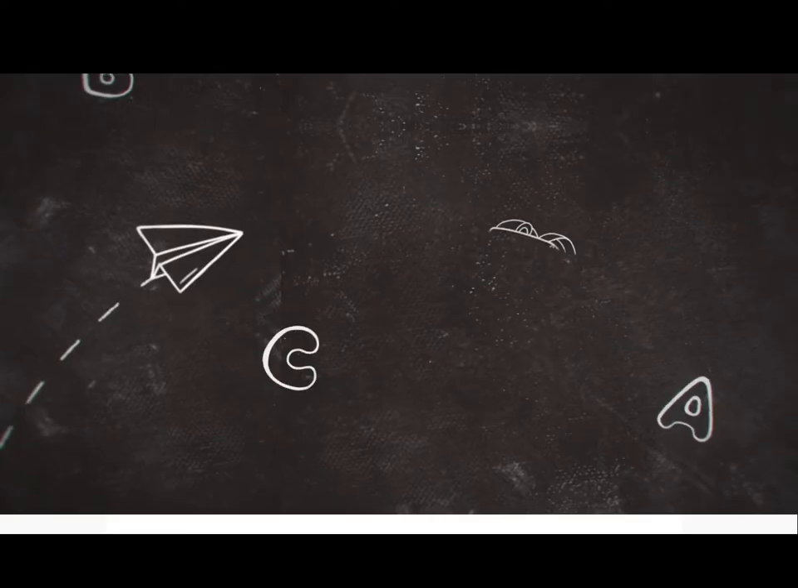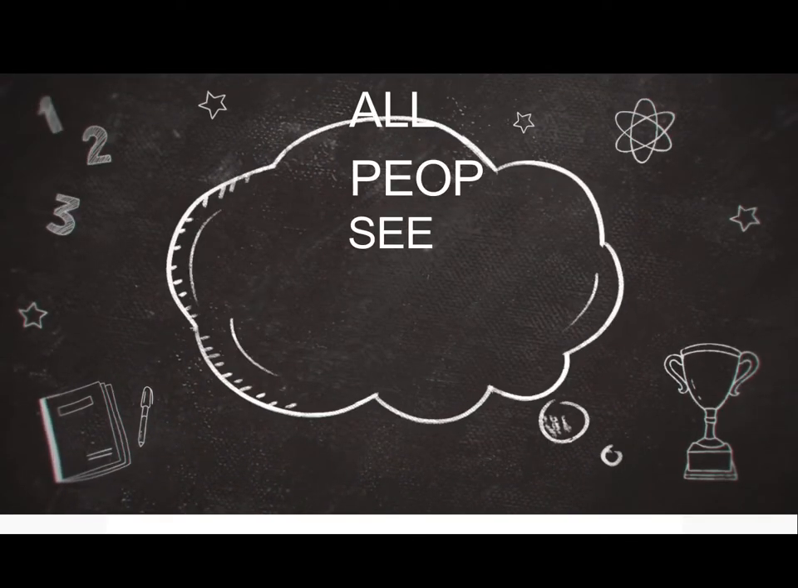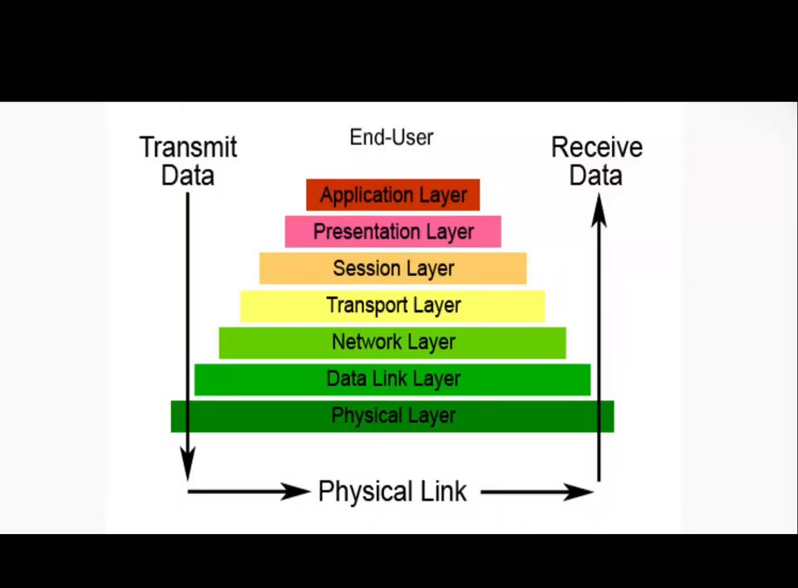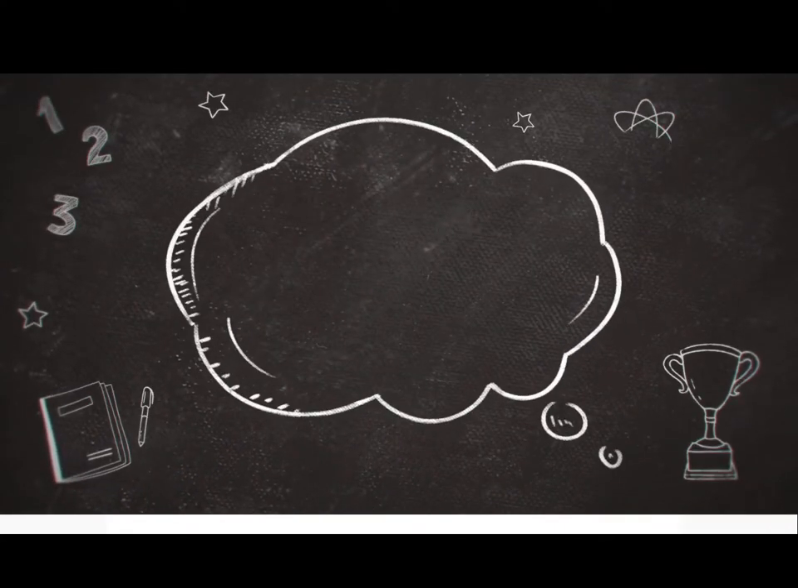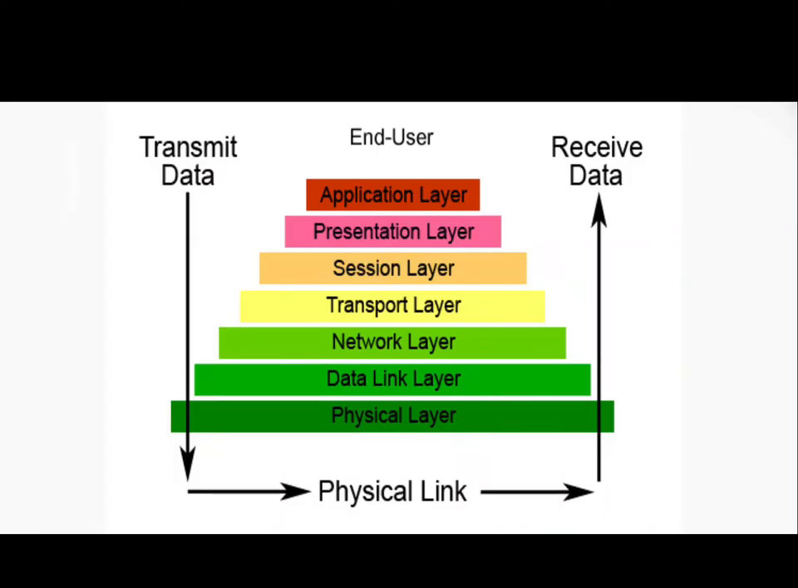To cut it short, you can call it "All People Seem To Need Data Processing," which means from application to physical layer, top down. So it's really easy to memorize. Or you can take it from the bottom up, which is going to be "Please Do Not Throw Sausage Pizza Away." That's really funny, no?